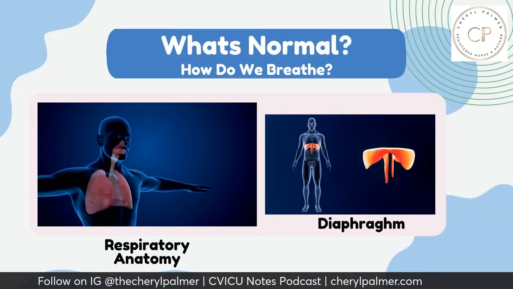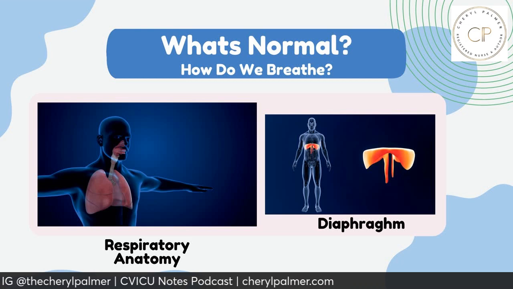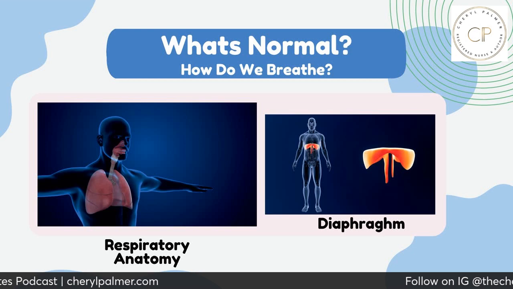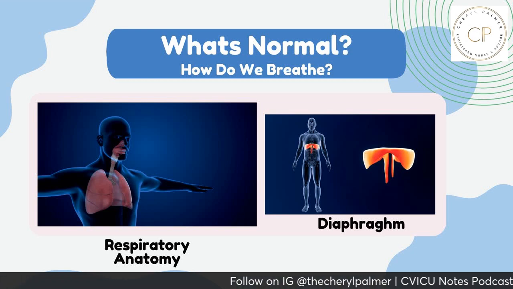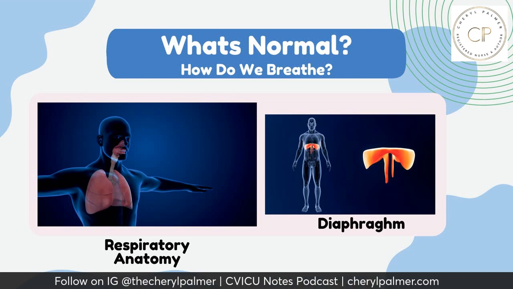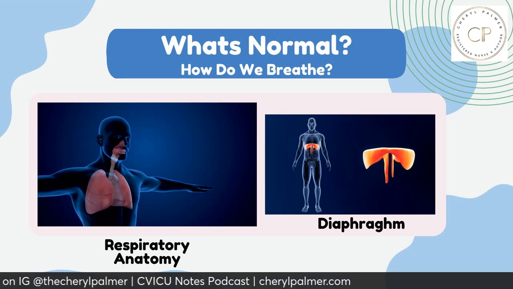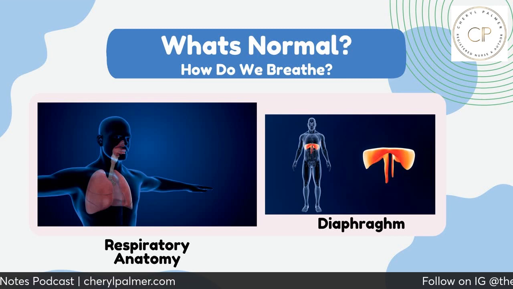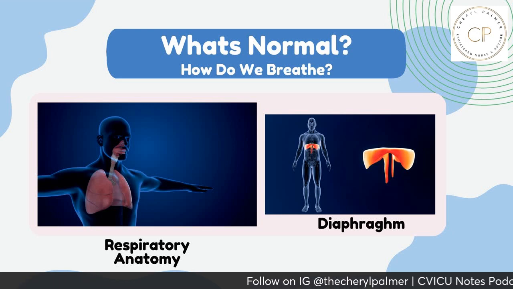What's normal? How do we breathe? Our respiratory anatomy includes our nasal passages, our oral airway, and the pharynx, larynx, trachea, bronchus and lungs. In addition to that, we also have the diaphragm, which is a muscle that enables us to inspire and expire.